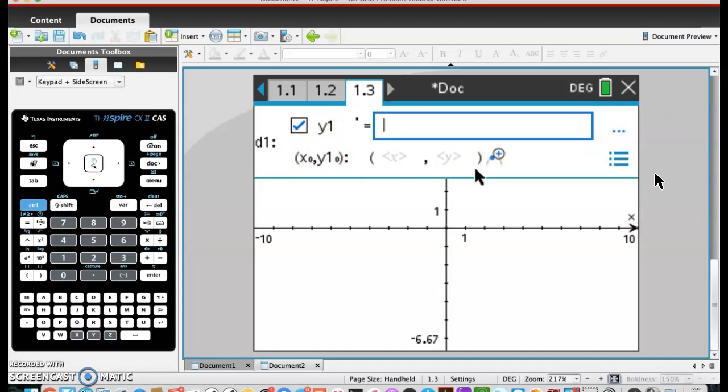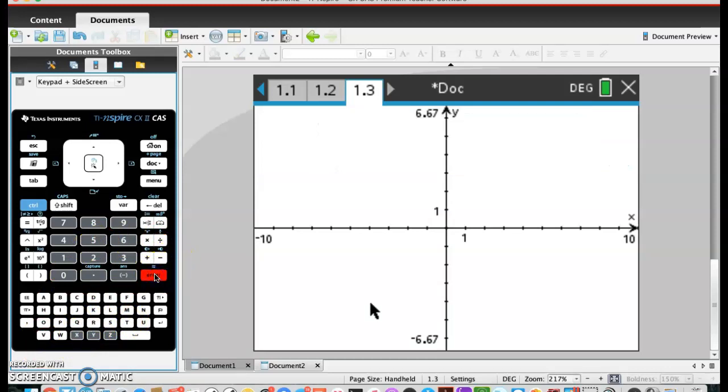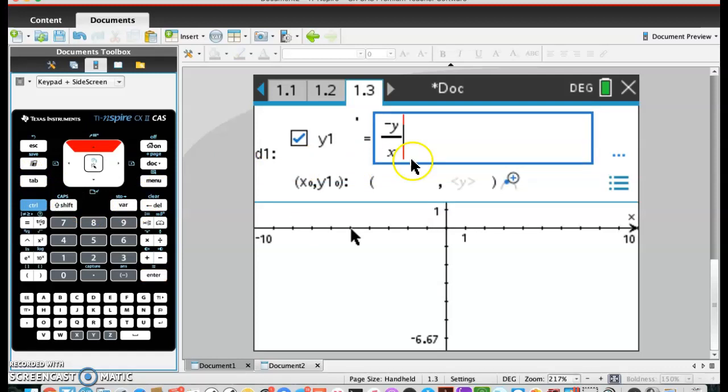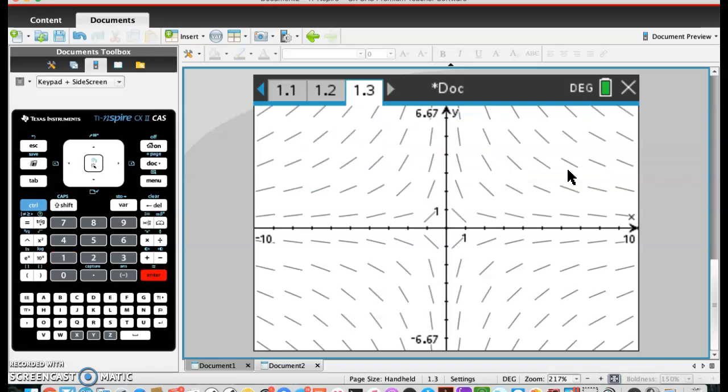So let's go with negative y divided by x. And hit enter. I got nothing. Huh. I don't understand why that didn't work, but I do understand why it didn't work. I'm going to hit tab and go back up to here. When you graph a slope field, your y variable is not called y, it's called y1. I've got to come up here and put the 1 on there. So if you ever graph a slope field and see nothing, that's most likely what happened. I'll hit enter, and there's my slope field.